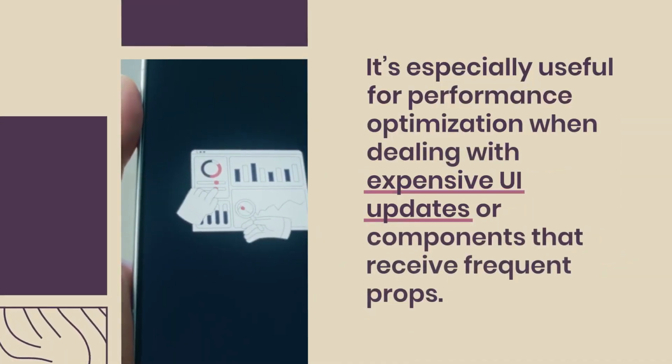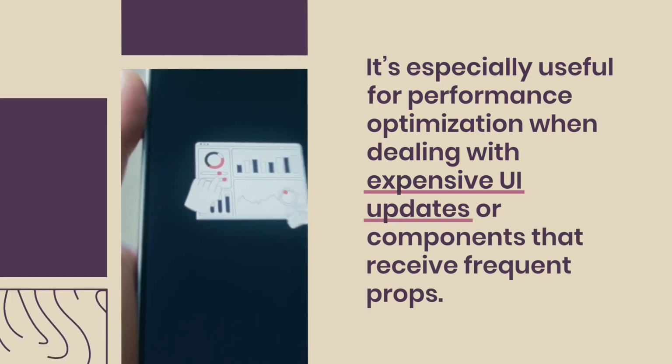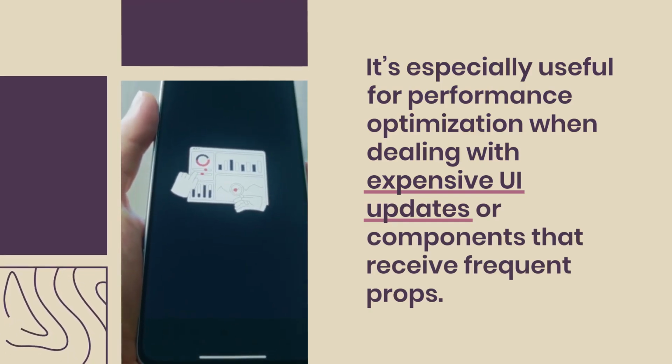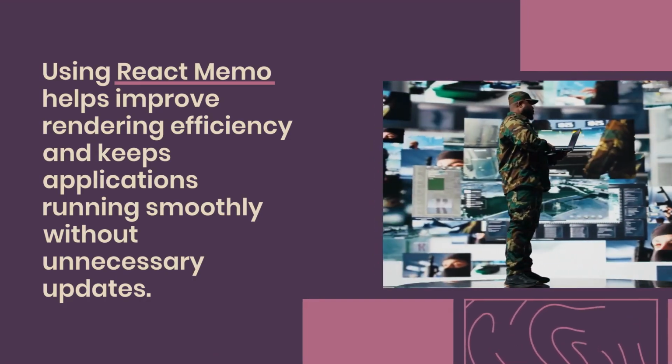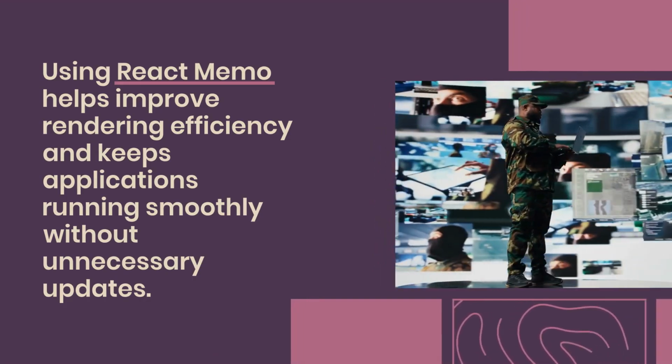It's especially useful for performance optimization when dealing with expensive UI updates or components that receive frequent props. Using React.memo helps improve rendering efficiency and keeps applications running smoothly without unnecessary updates.